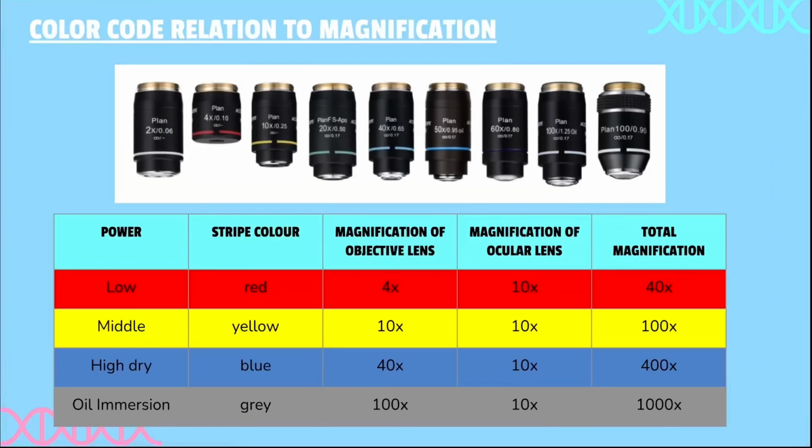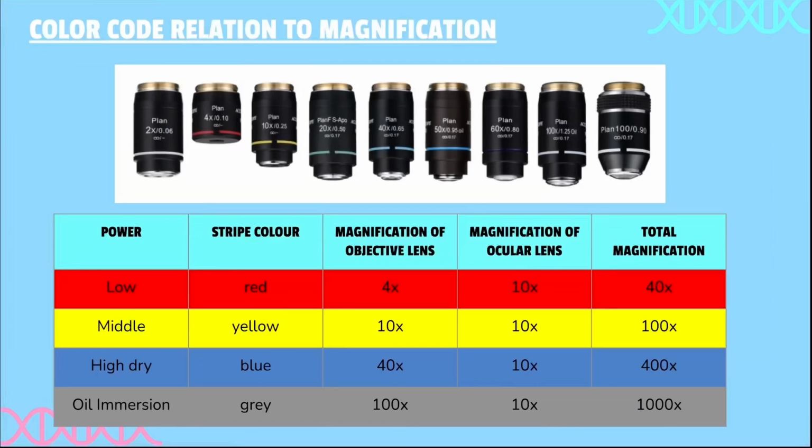There are a lot of objective lens colors here, but we will be focusing on only the four main colors that are frequently used in a microscope. The code is red, yellow, blue, and white. So the three types of objective lenses that you need to know are based on their magnification power. This includes low magnification objective, medium magnification objective, and high magnification objective.